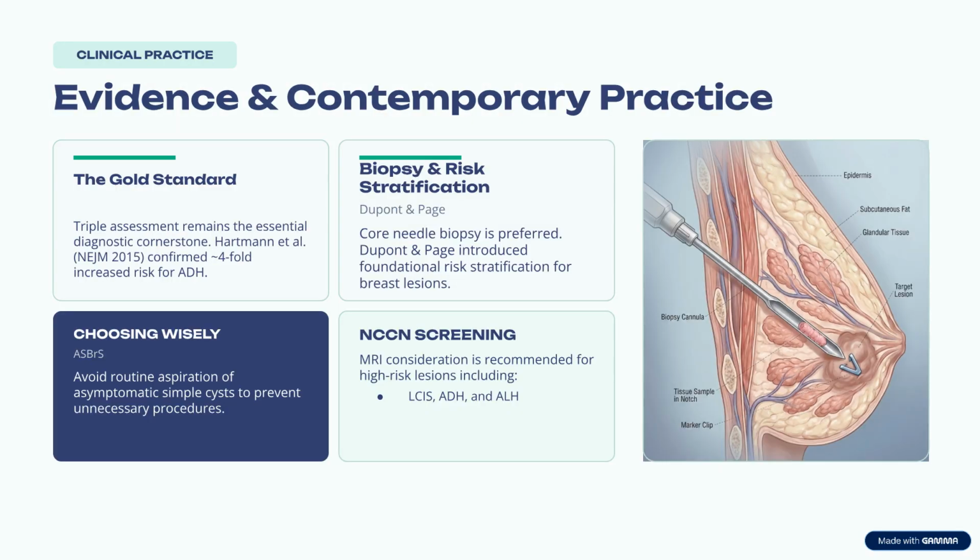Let's turn our attention to evidence and contemporary practice. The gold standard for investigation remains the triple assessment. Furthermore, studies like those by Hartmann et al. in the NEJM have quantified the significant risk increase associated with findings like ADH.